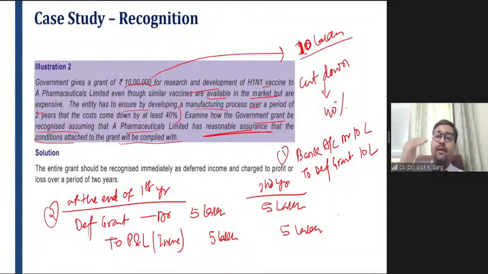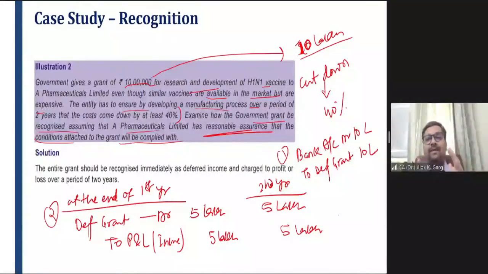The standard allows, if you want to adopt a gross approach, you can put this grant as other income, and whatever expenses have been incurred for fulfilling the condition, you can show in the expenses side in full. Second approach, you can net this grant from the expenses.